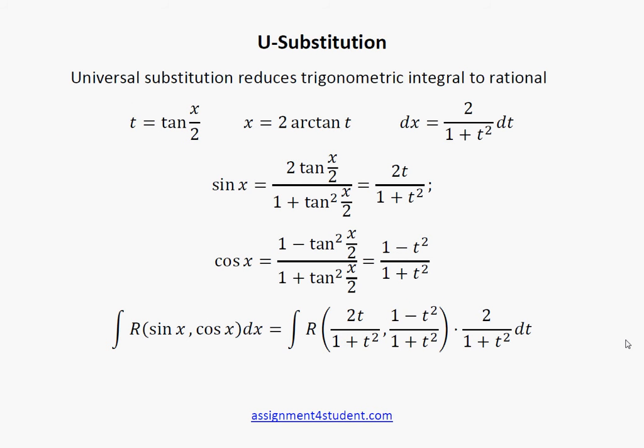The most general way of integration of rational functions of sine and cosine is universal substitution. After such a substitution, t equals tangent of x divided by 2, the integral reduces to the integral of a rational function of t that can always be integrated explicitly.